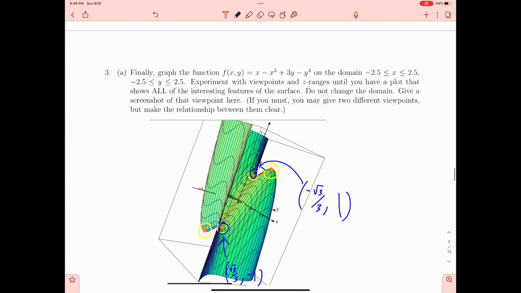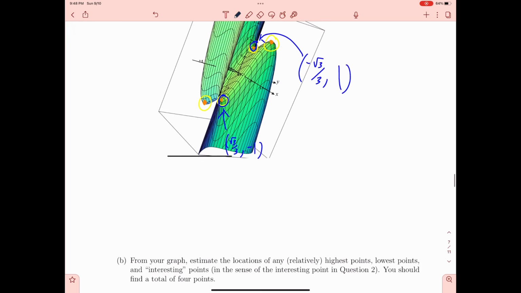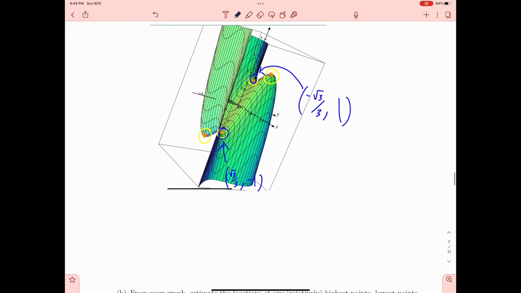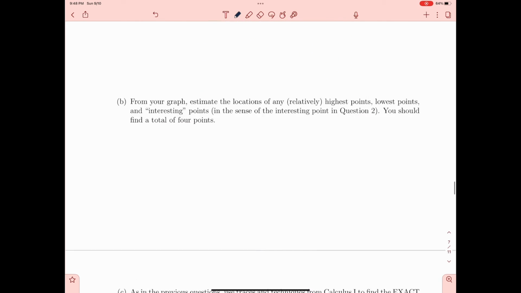So here's our third and final function: x minus x cubed plus 3y minus y cubed on the domain negative 2.5 to 2.5. Shown in yellow with an orange dot in the middle are the 4 interesting points in this graph. Those are both local max and local min with respect to where they are in the graph. So what are those actual points?